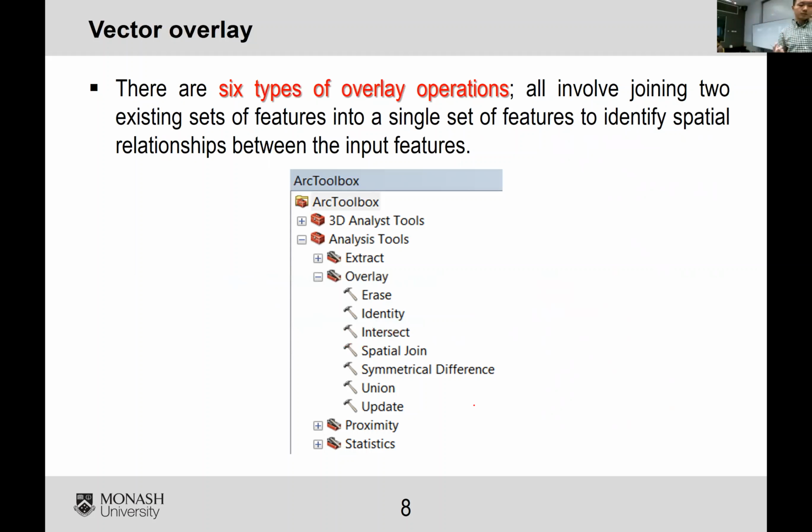And these 6 types are defined by different spatial relationships between these input features. So later, if we open the ArcToolbox, we'll be using some of the tools in ArcGIS. Under the overlay tab, you will find there are 7 different operations. Spatial joining is a little bit different. We're not going to talk about this. We're going to talk about erase, identity, intersect, symmetrical difference, union, and update. From the name, you can tell they are overlaid in different ways.